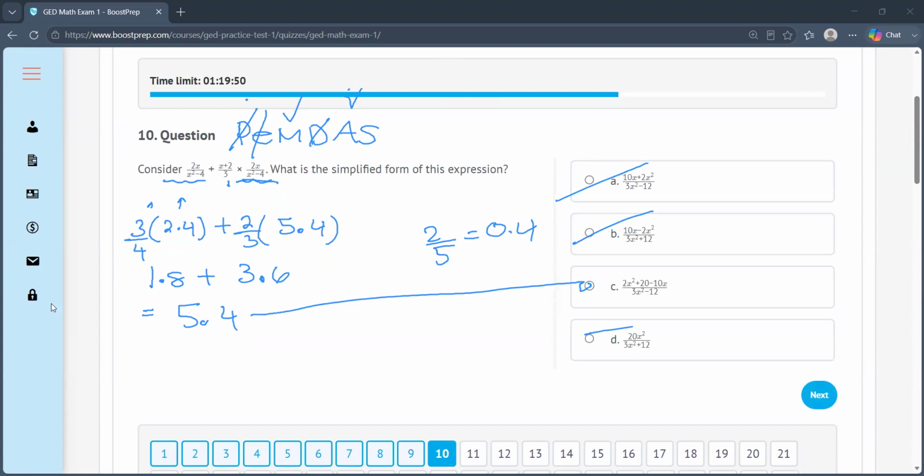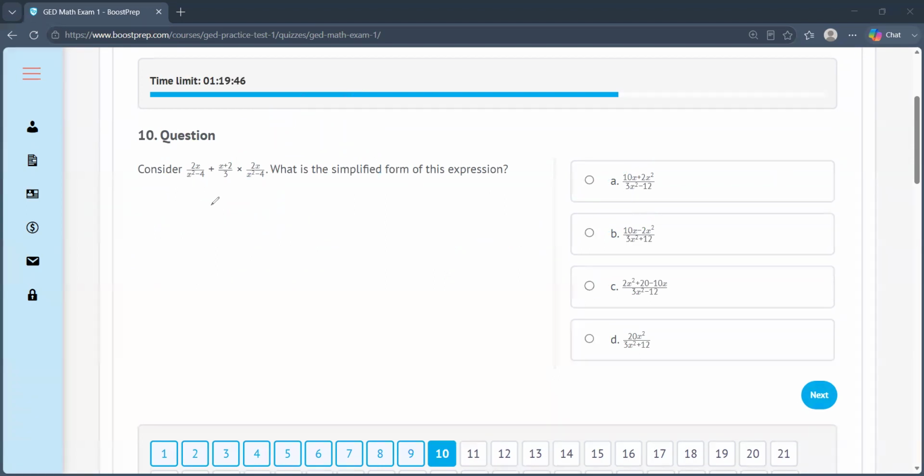Let's do the next one. Consider this rational function. What is the simplified form of this expression? So we have 2x over x squared minus 4 plus (x plus 2) over 3 times. Do you see this x? It means multiplication. 2x over x squared minus 4.